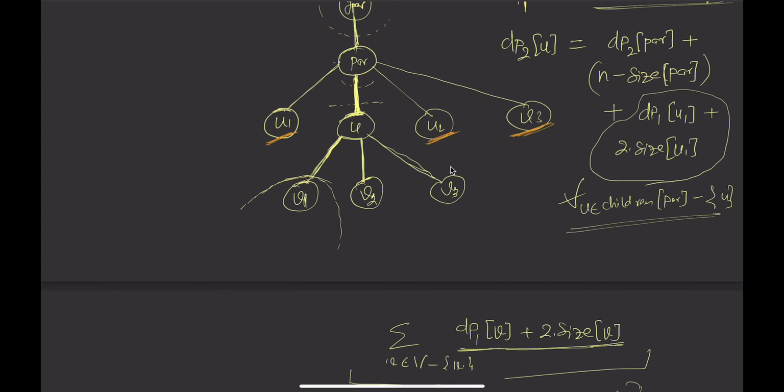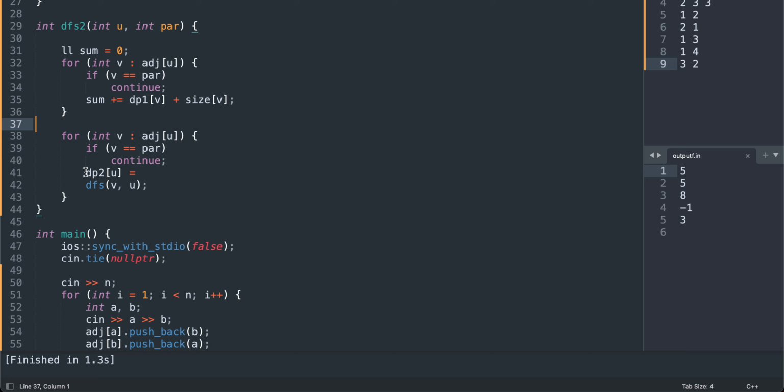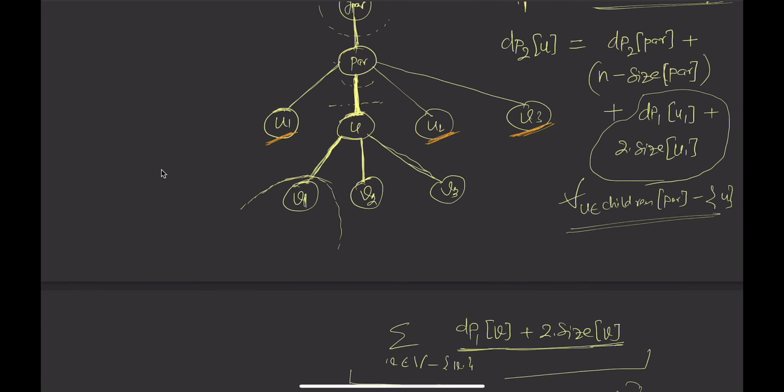This one we calculated, which is this one, and every time I calculate, so that means dp2 of u, will it be different for different children or same for different children? dp2 value, it will be the same for every child, which is nothing but the subtotal size minus this size, that will give me this size, plus the dp2 of u.